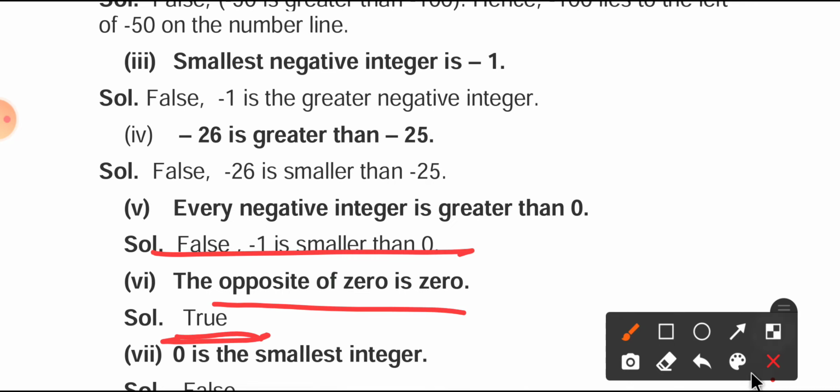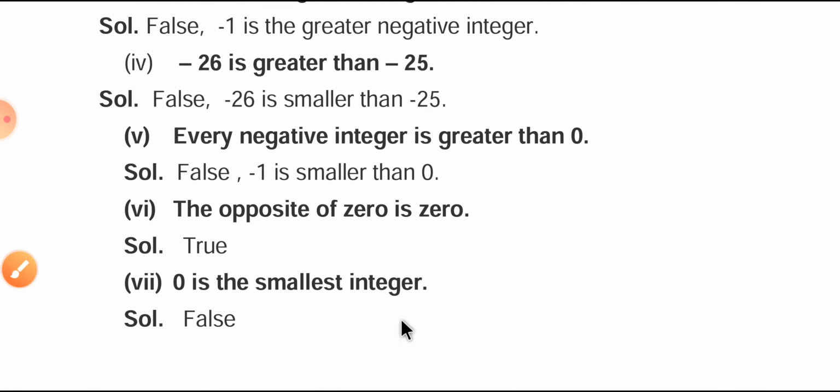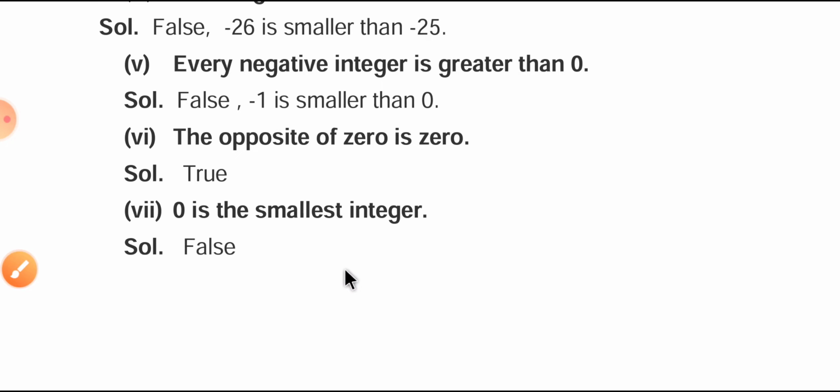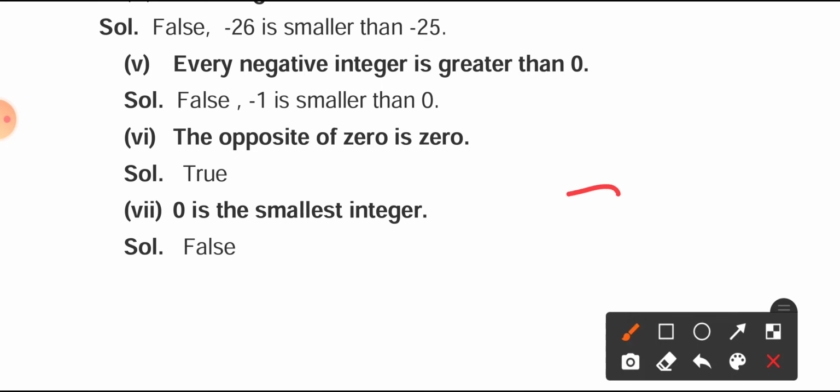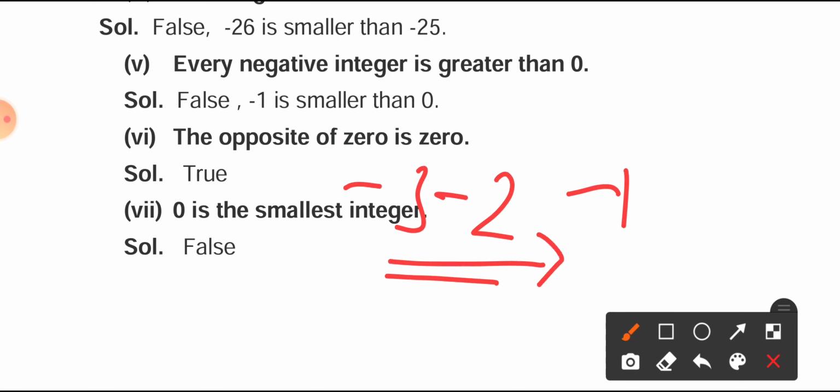Then question number 7. 0 is the smallest integer. It is false because the smallest integers are the negative integers minus 1, minus 2, and it is infinite. We cannot find that one. So it is false.